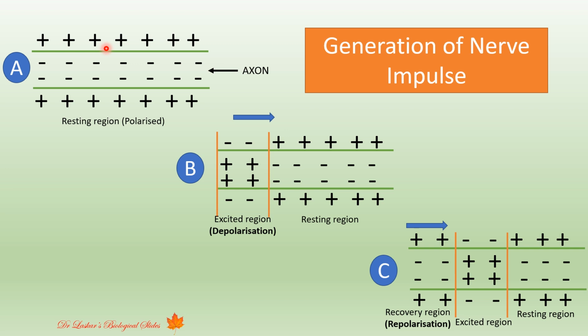The neural membrane of a resting nerve fiber has a positive charge on its outer side and a negative charge on the inner side, and this is called resting membrane potential or the polarized state.